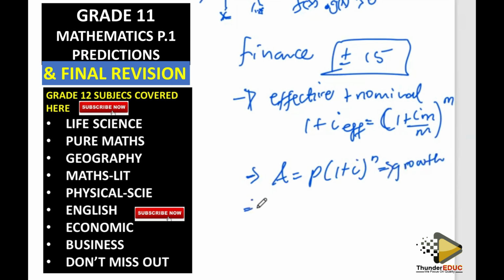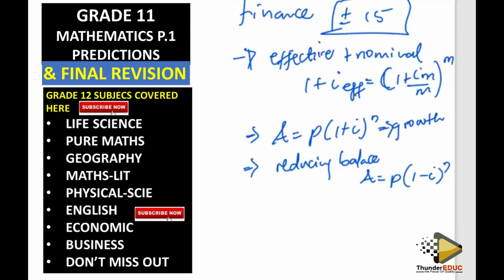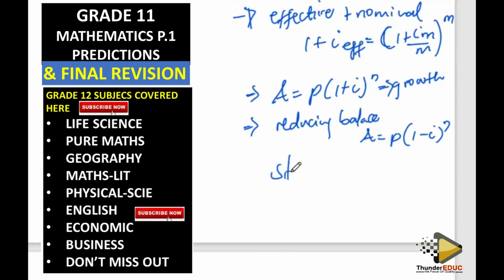Then we also have what we call reducing balance. Reducing balance has to do with depreciation, the compound decay. And then we also have what we call the straight line depreciation. Straight line depreciation is 1 minus i n. At least in grade 11, we should know what the A represents, the P represents, and what the n represents.